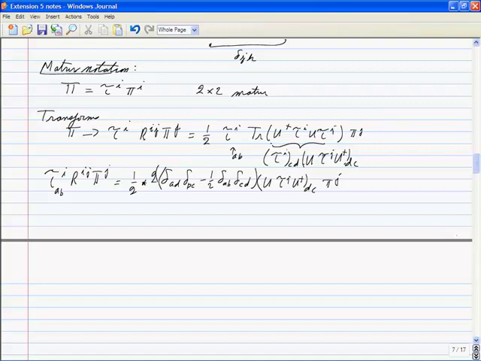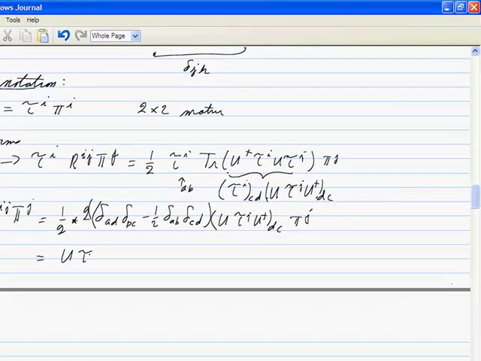This one, D becomes A, B becomes C, or C becomes B. So this then turns into U tau j pi j U dagger AB.